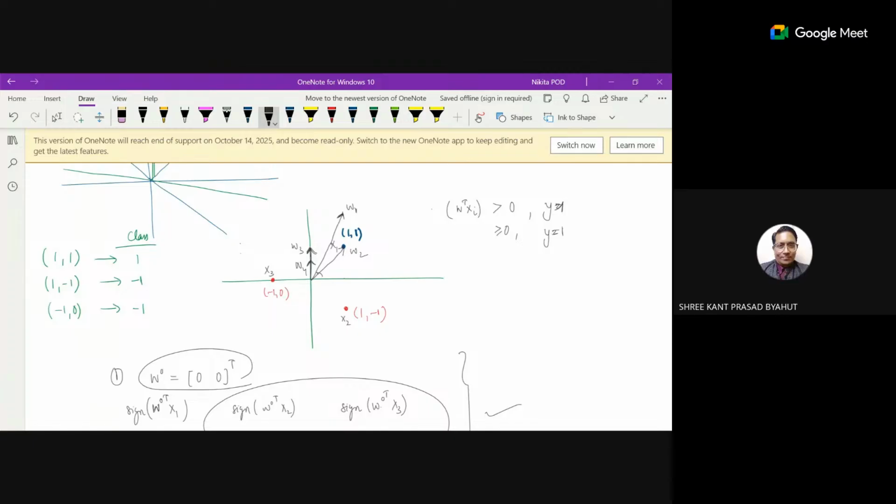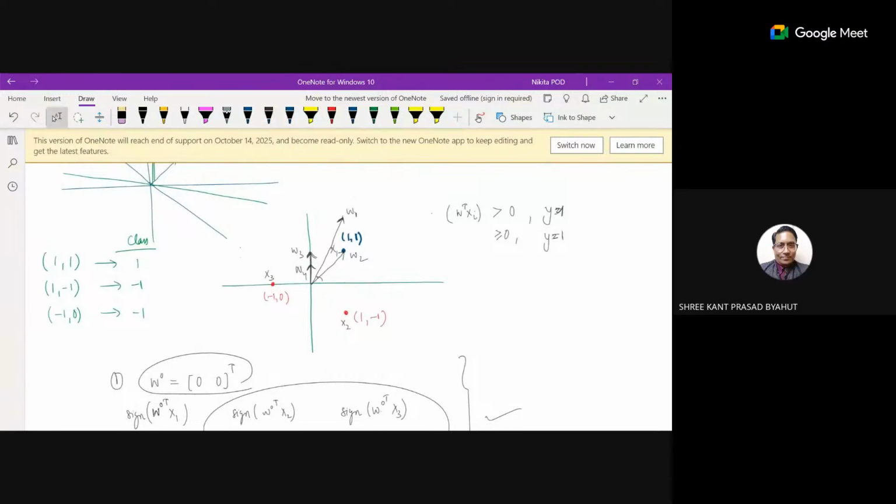When any of the points lie on the W, it may not converge. If it lies there, it may not converge. So we have to start trying for that point of W which is not lying on the data point.